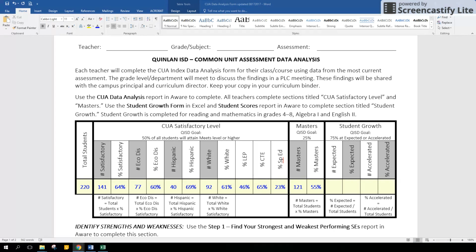To complete this, you're going to need the student scores report that you'll pull from Aware Eduforium, and the student growth form in Excel. If you do not have this form yet, please contact Kara Clark so that she can get it to you as soon as possible.